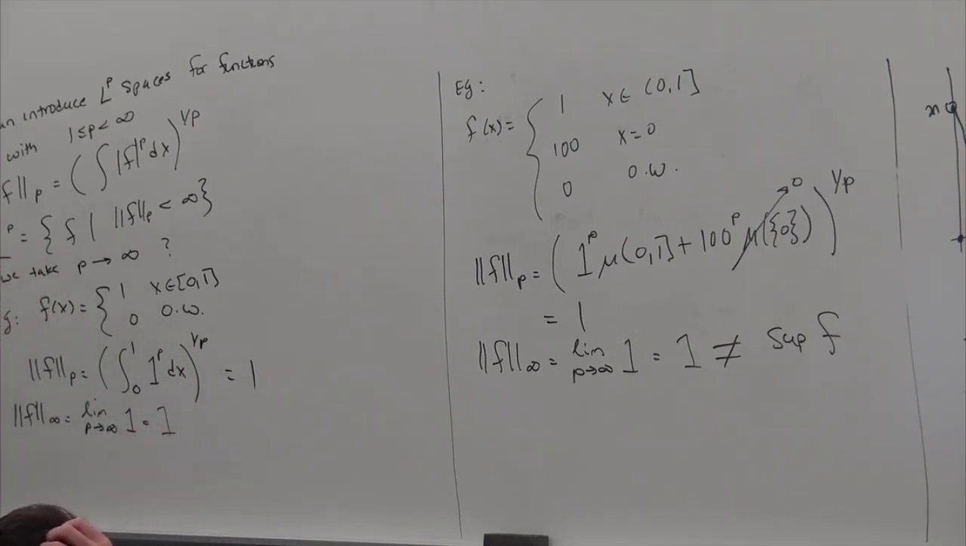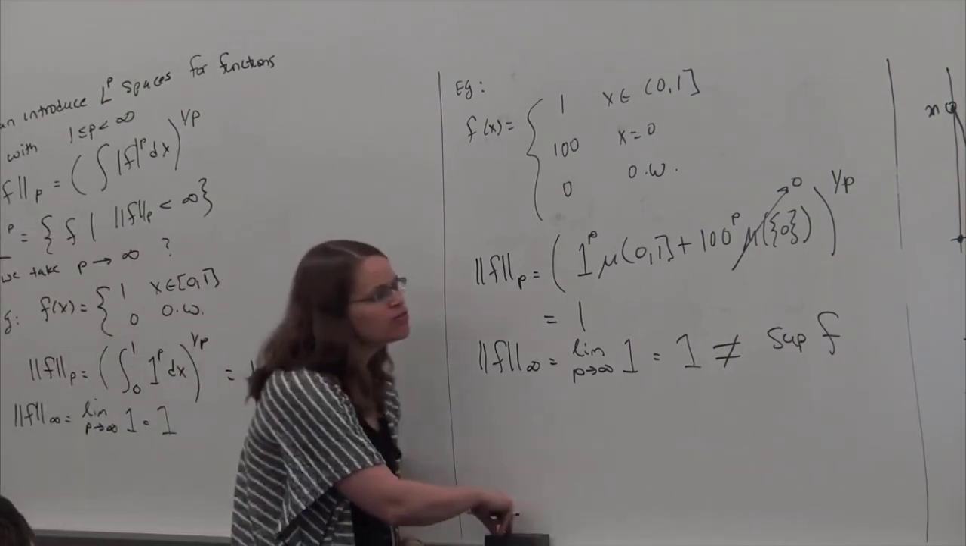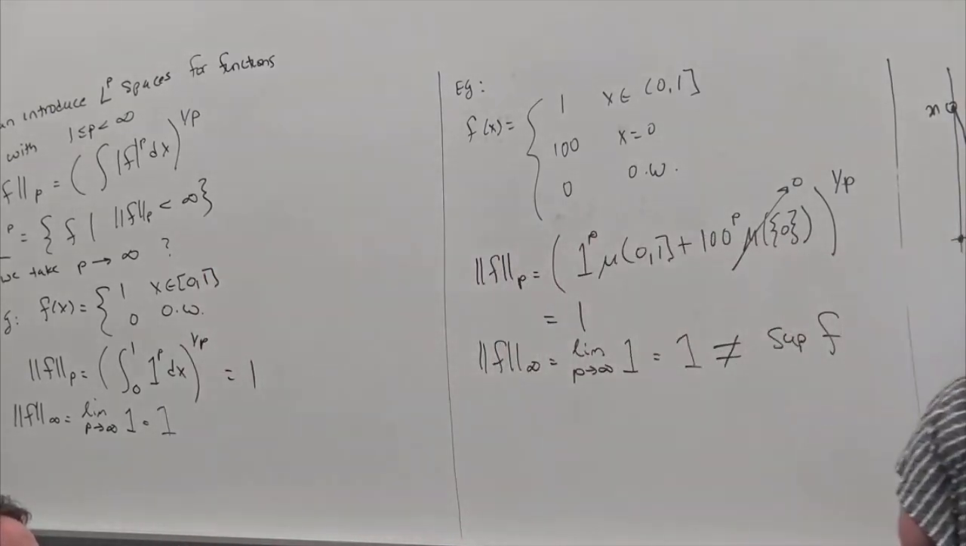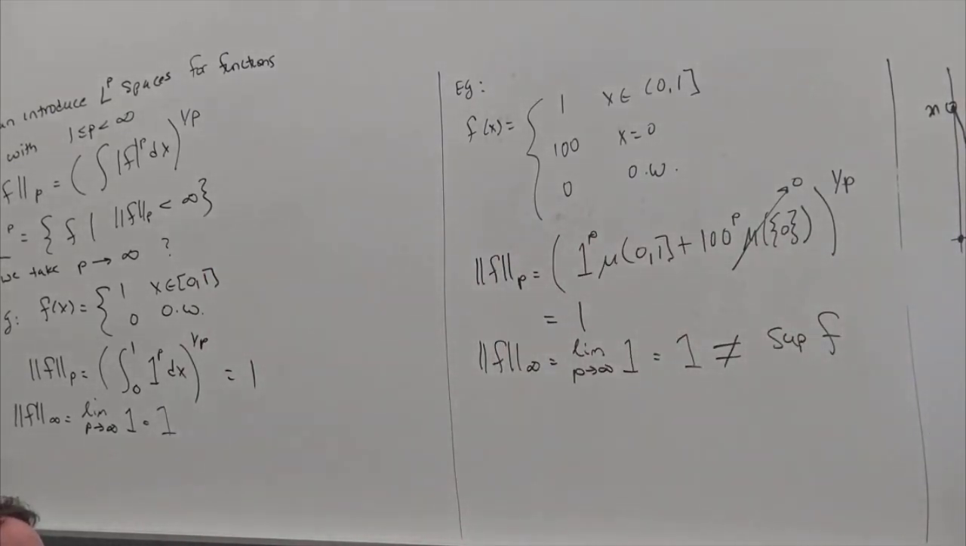Yeah? Can we take the supremum over the points that don't have 0 content? So essentially, that's right. You take the supremum over most of the points. So this is called the essential supremum. So let me give you a little bit of language.